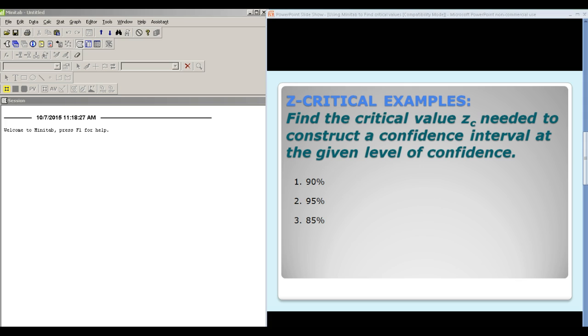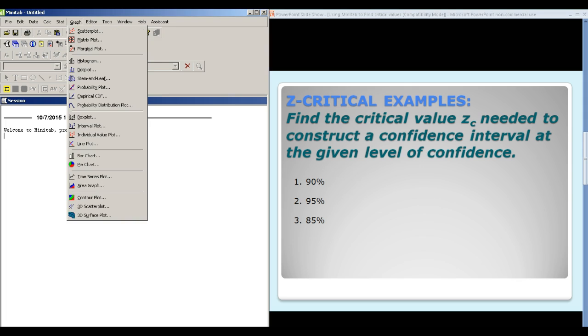So let's find the critical value of Z needed to construct a confidence interval at the given level of confidence. And I'm just going to run through these three quick examples for you. So we're going to find Z critical for a 90% confidence interval, a 95% confidence interval, and an 85% confidence interval.